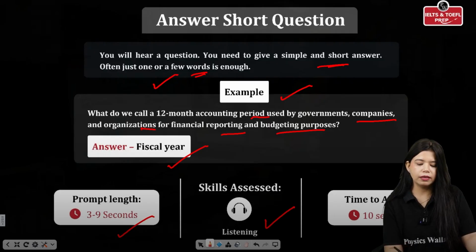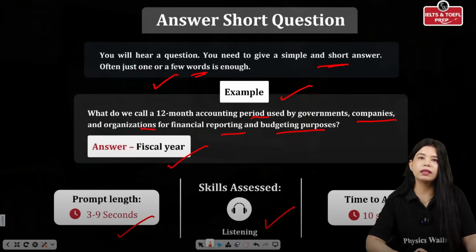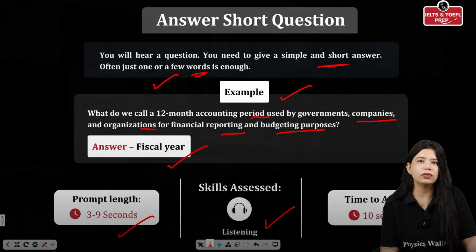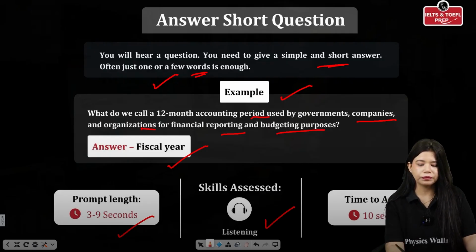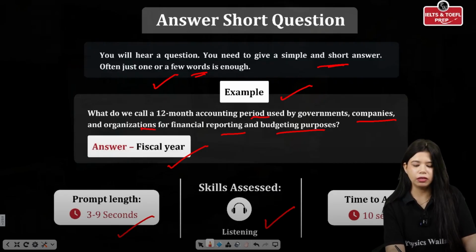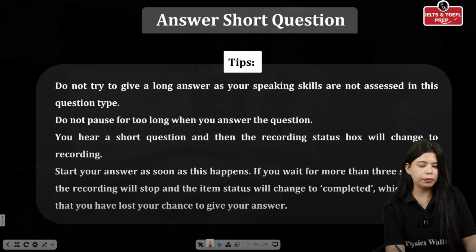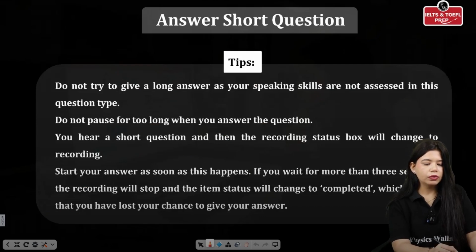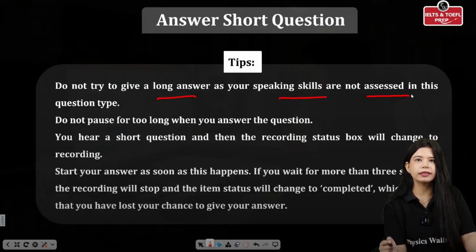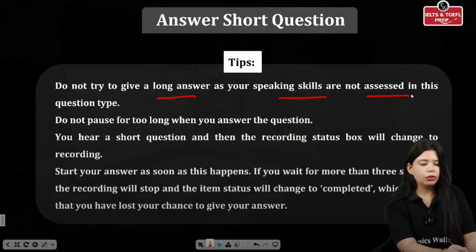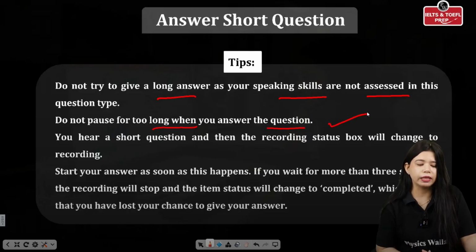Time to answer is going to be 10 seconds. You'll be given 10 seconds. If you don't speak in those 10 seconds, you will lose your chance and you will have to move ahead. Moving on, in this question type, a little bit of vocabulary is something that you need to consider. For example, look at these tips. Do not try to give a long answer as your speaking skills are not assessed in this question type. Do not pause for too long when you answer the question because you hardly have 10 seconds.